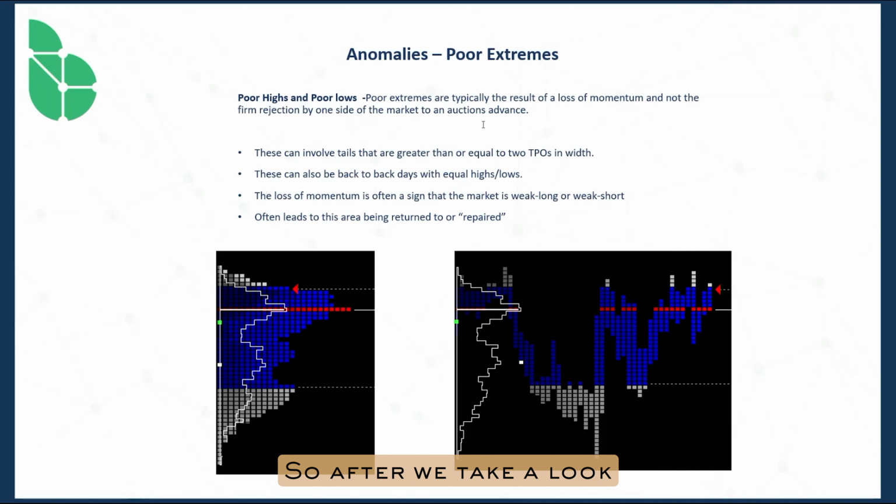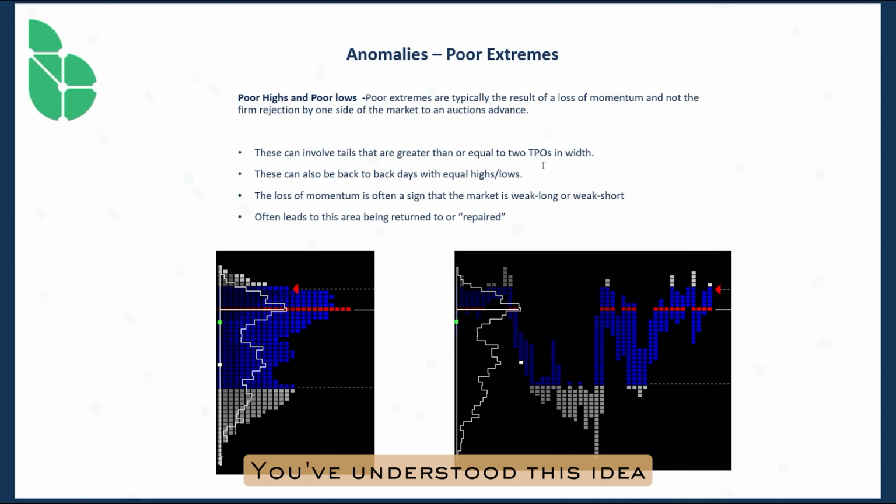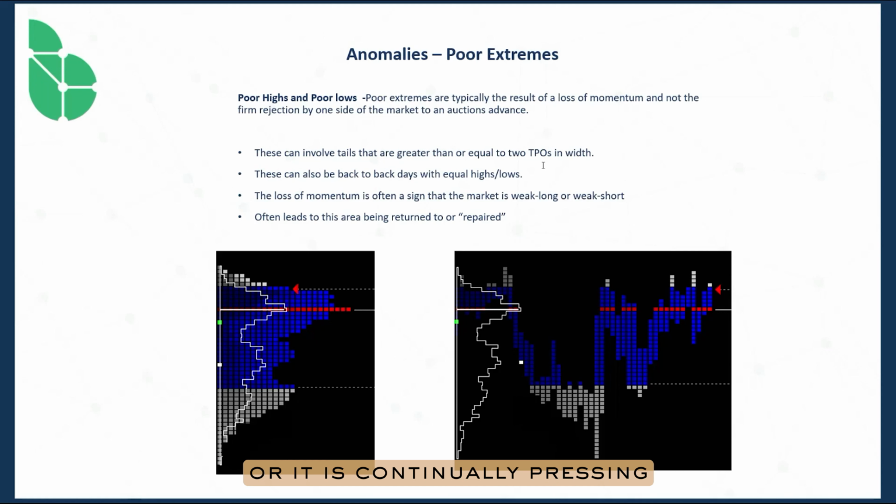After we take a look at these examples, I'll show you through my own artwork what we're normally looking at. And you've seen this before. You've understood this idea in other terms, likely when you hear that the market is favoring one direction, and it is consolidating in a certain area, or continually pressing against a certain area. Then what do we normally anticipate? We normally anticipate that that area is likely going to be revisited, whether it's consolidating at resistance or at support, and ultimately yield to passage.